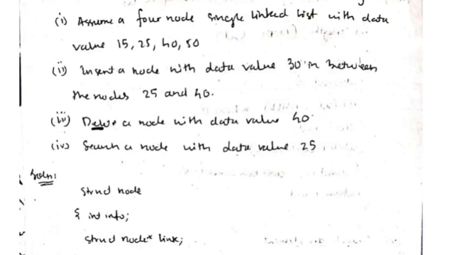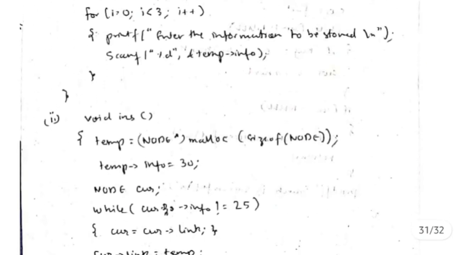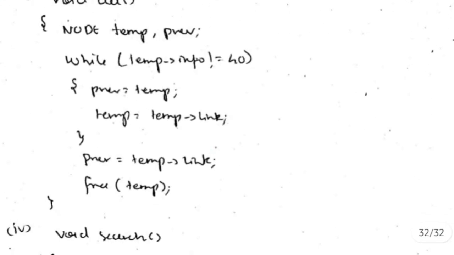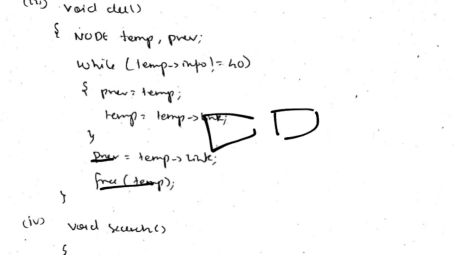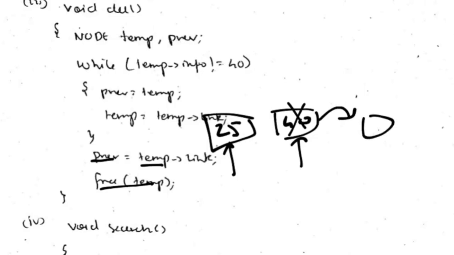In the next question we have to delete a node with the data value 40. For that we will travel till we get 40 and we will use free to delete that node, and previous arrow link means, if this is the list here and the 40 is here, previous will be pointing to, suppose, 25. So we have to make the previous link. See here, 25 is here, and if you delete this node, the next node of it should be pointed to by the previous node.